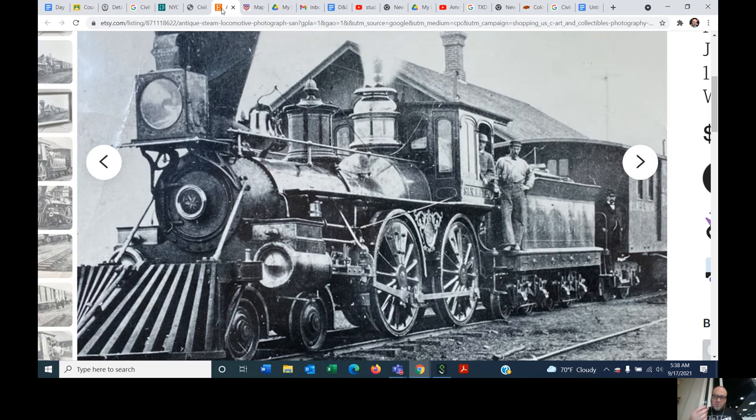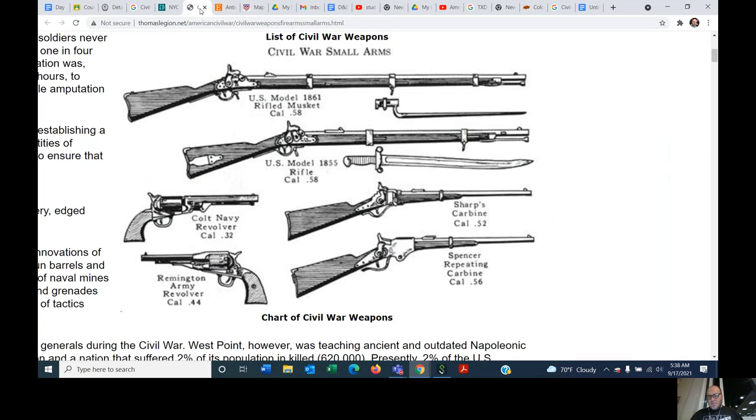And so we've moved into what we call the Industrial Revolution. In fact, the Civil War is going to be the first truly industrial conflict. I think you could argue that, and we'll talk about that later too. However, the war is fought with old technology.